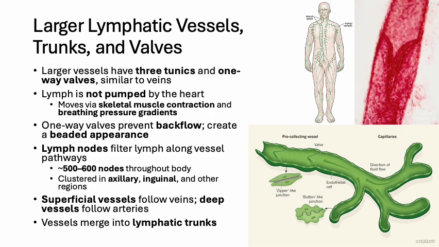The lymphatic vessels themselves are organized into 2 main systems: superficial lymphatics, which run alongside veins in the skin, and deep lymphatics, which follow the path of arteries in the body's internal organs. Eventually, these vessels converge into one larger lymphatic trunk, which collects lymph from broad regions of the body.